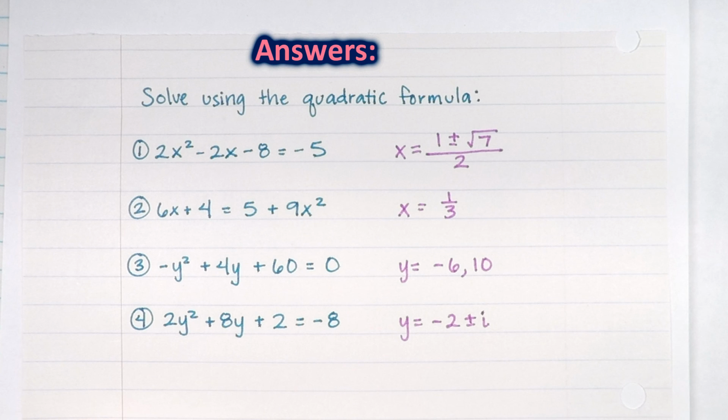Here's the complete list of all the answers to the practice problems. Be careful on this last one because here you had to take a square root of a negative number, so that means you are going to have two imaginary solutions, so you are going to have an i in your answer.